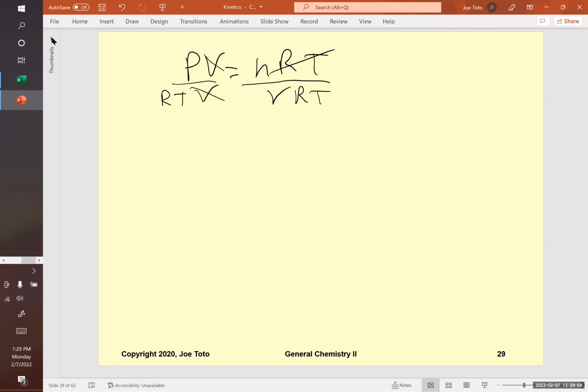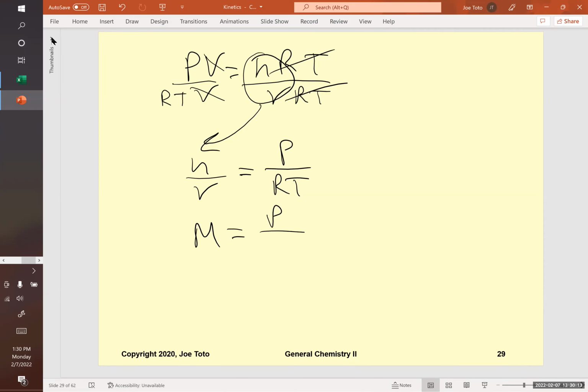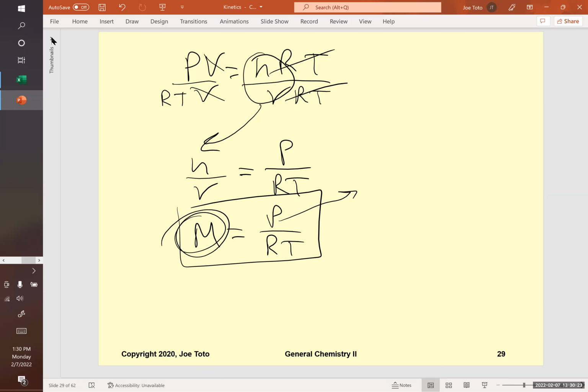Okay, so the R cancels here and here. What I did was I took this and brought it to that side of the equation. So n over V equals P over RT. Or this is just concentration: molarity equals P over RT. Either way, pressure, which is what we plotted, is directly related to concentration.